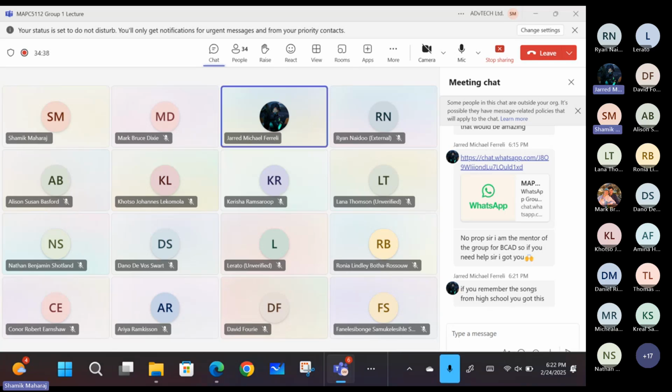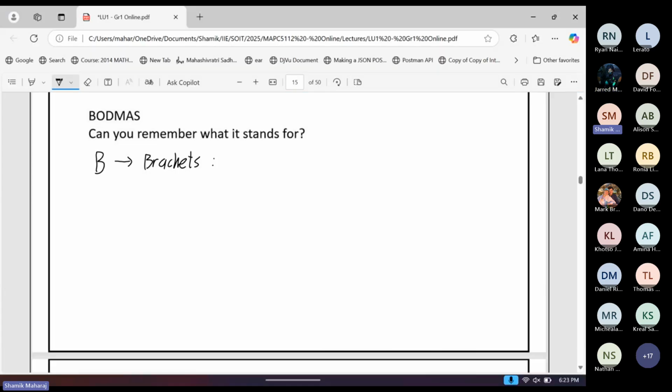Okay, so anyway, how do I get back to the thing I was sharing? There we go. Brackets also stands for, I mean, it's weird, but brackets obviously encompasses brackets, parentheses, all these different ways of saying brackets. Also, fraction bars. So it covers brackets and fraction bars.